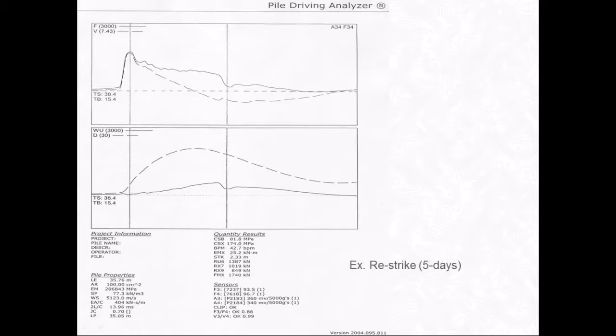So 5 days later, a restrike was performed on the same exact pile. And you can see from the data, the velocity actually goes negative before it reaches the toe. And if you look at the wave up line, it's got a pretty good slope to it now. So that's an indication it's got some skin friction on it. And then if you look down at the RX7, RX9 values, they went from around 300 kilonewtons to up around 849 to a little over 1,000.